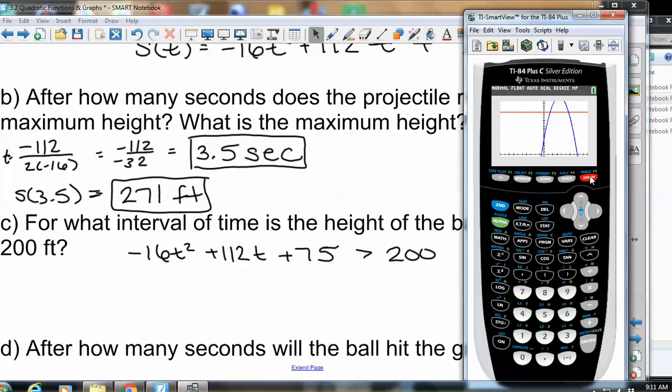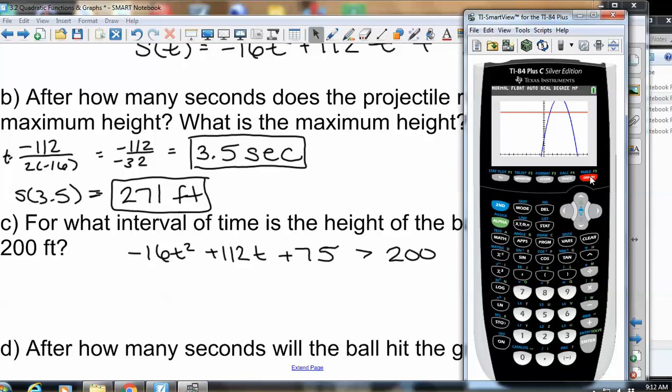Everyone have that on their calculator screen right now. We need to know when my height is greater than 200. So would you guys all agree, if we have something like this, there's your height, here's your 200, it's greater than in between these 2 points. Would you guys agree with that? Yeah. Okay. So we are going to give an interval of time, starting here and ending here.